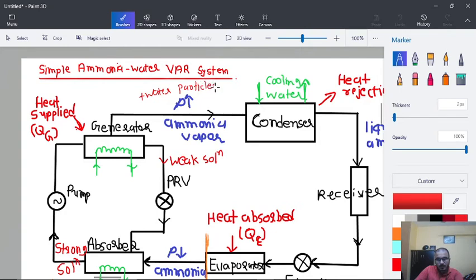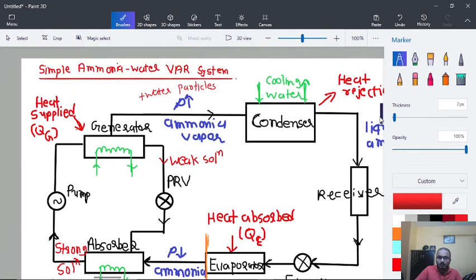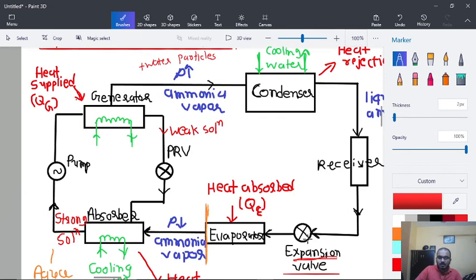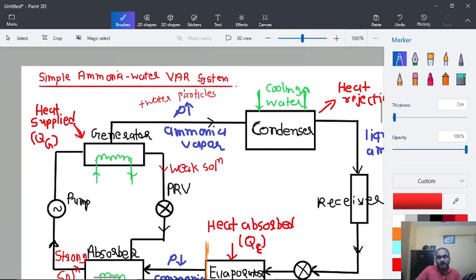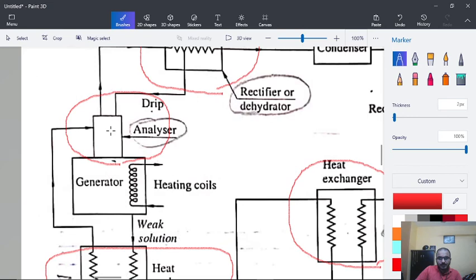Suppose these water particles are taken forward, then they will reach this expansion valve where they will get frozen, that is, ice formation will happen at the expansion valve, and they will simply choke the flow. So they will stop the functioning of this entire system. So the condition is that in actual cycles no water particle should be forwarded to the condenser and then to the expansion device. So here an analyzer is there.